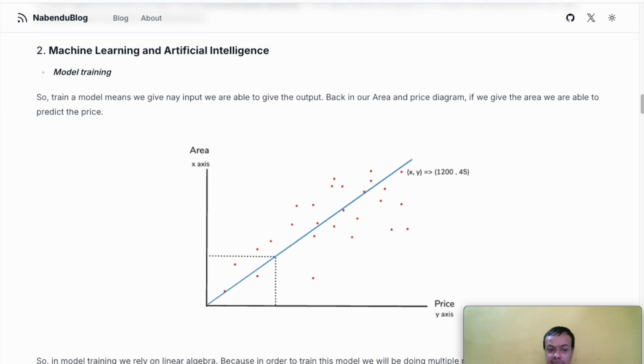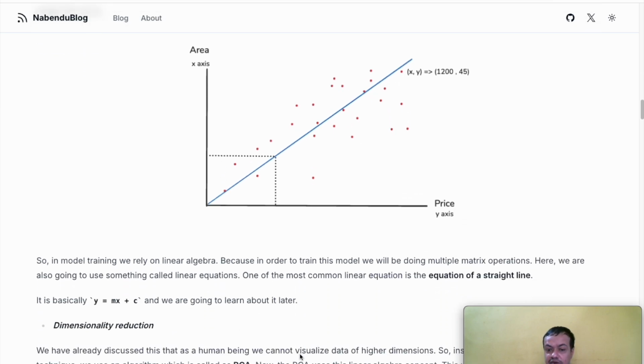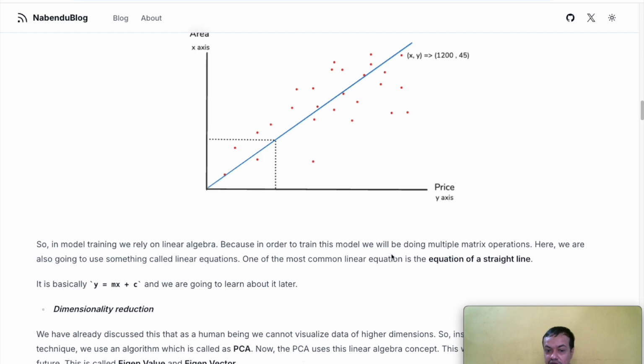In model training, we rely on linear algebra, because in order to train the model we will be doing multiple matrix operations. Here we are also going to use something called a linear equation. One of the most common linear equations is the equation of a straight line. So how are we constructing this straight line?